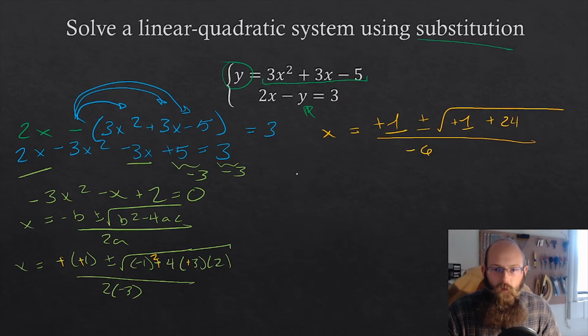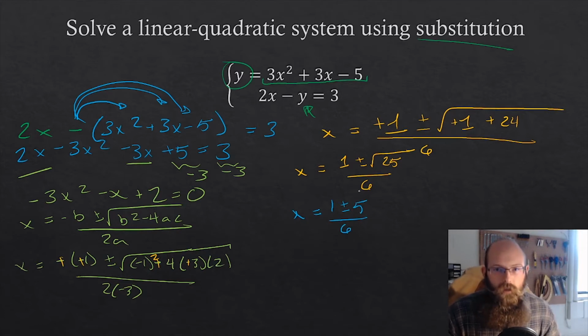Okay, so let's keep going. X equals 1 plus or minus square root of 25 over 6. Well, I know what the square root of 25 is, and I think a lot of you do too. So it's x equals 1 plus or minus 5 over 6. Now, it looks nice and pretty. Good. That means I need to go through and find each of these pieces. I need to split this up into the 2 cases. And I'll do that right here underneath it.